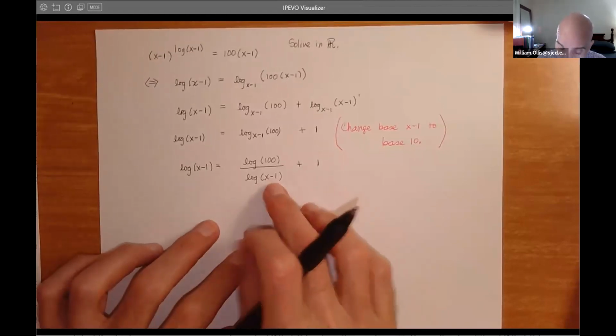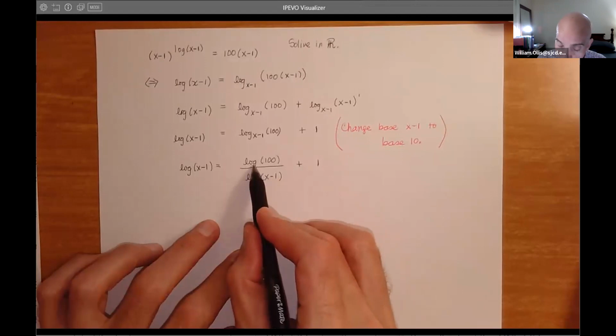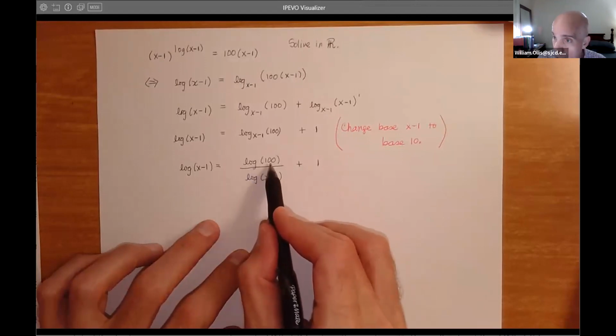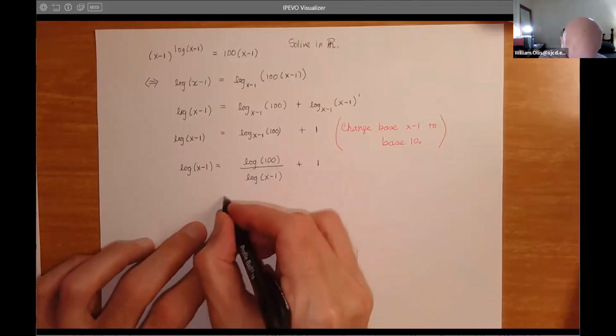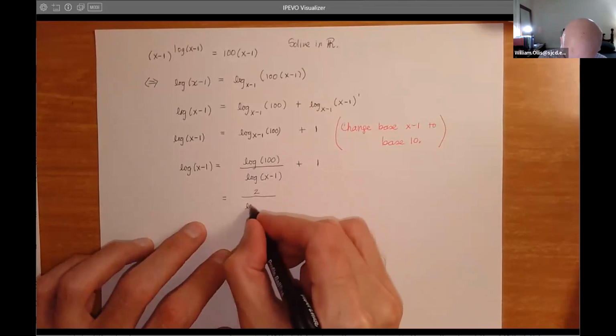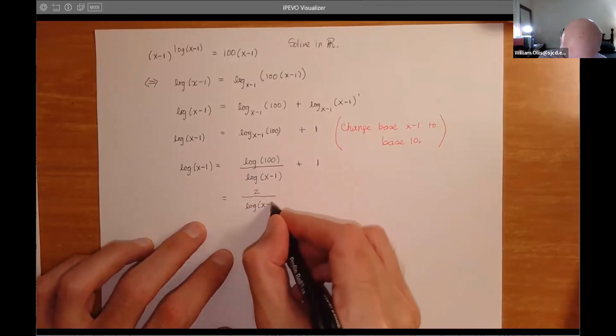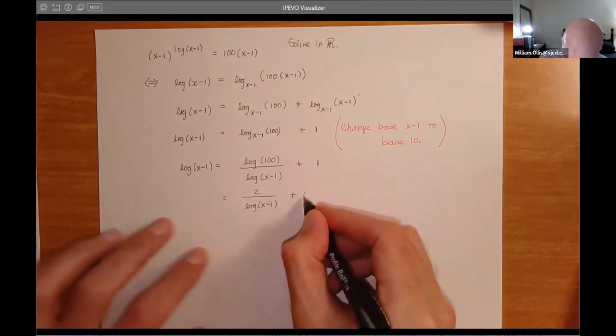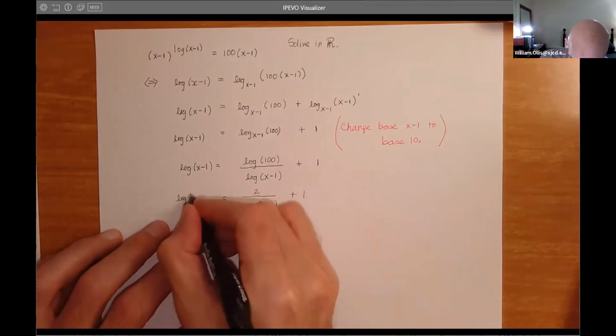So now we have an easy problem. The base 10 log of 100 is 2, right? The power of 10 that equals 100 is 2. So we'll go ahead and reduce that. So that's 2 log of x minus 1 plus 1 equals log of x minus 1.